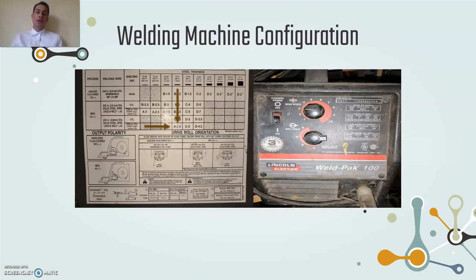The wire electrode was observed and simultaneously the shielding gases, which were 0.030 inches and argon and carbon dioxide respectively. The gauge of the stainless steel used was 18, and as shown in the chart and having the other parameters, the configuration of the welding machine was this one. The letter B for the output voltage and 2.5 for the wire speed.